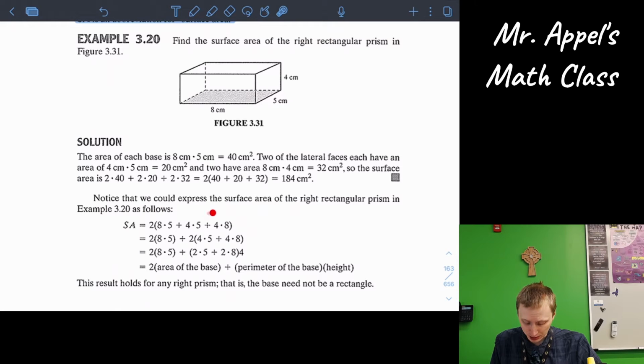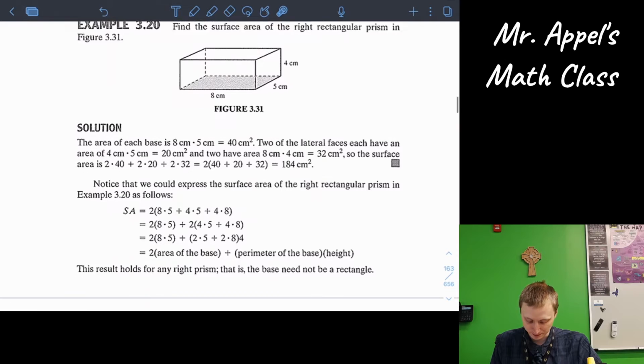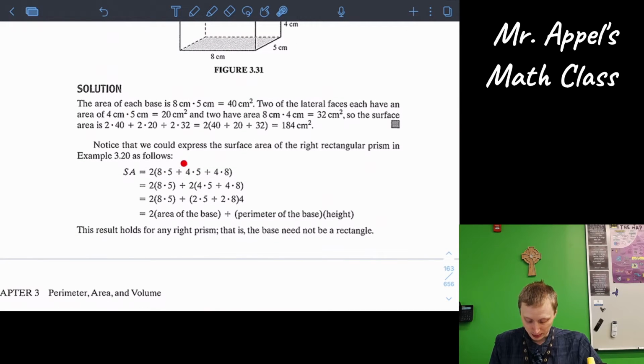Notice that we could express the surface area of the right rectangular prism from the example as follows. Surface area equals twice 8 times 5 plus 4 times 5 plus 4 times 8. We have factored out that 2 since we know we have a duplicate of each face. And if we separate out the base from the lateral sides, what we end up with is 2 times area of the base plus the perimeter of the base times the height.